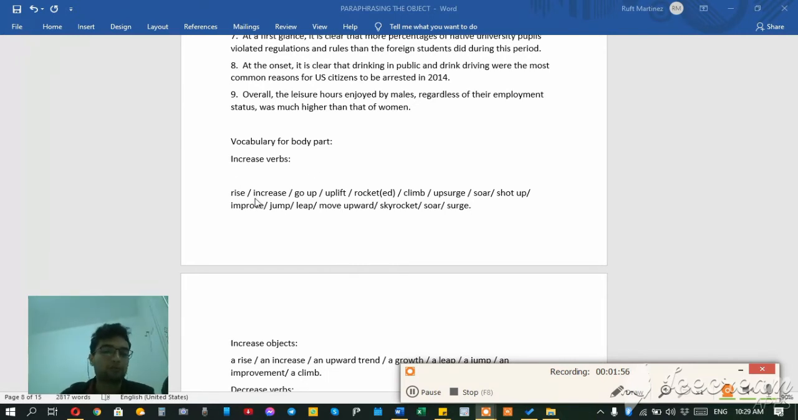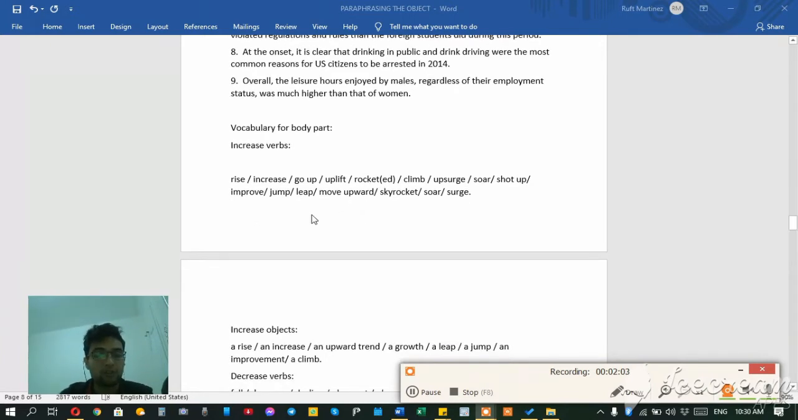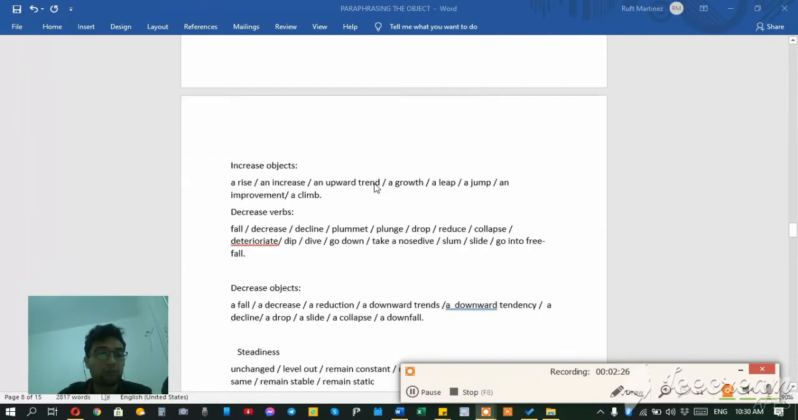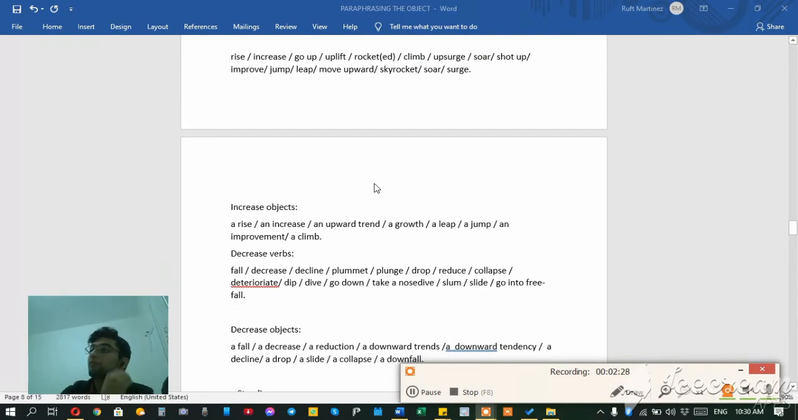Increase words: rise, increase, go up, uplift, soar, shoot up, improve, move upward. Learn these words because you're going to use them separately. We will practice them separately. I'll show you how in a line graph, there's a line, and how that line rises or increases or goes up or rockets up. Rocket up is like a rise, but straight up to a higher level. I'll tell you this in pictures when we learn a line graph.